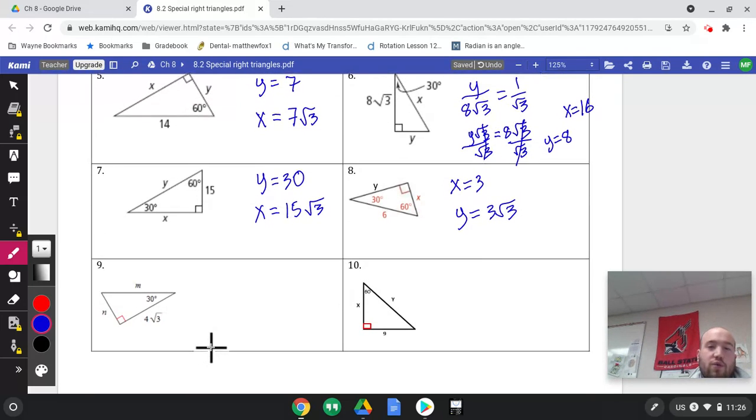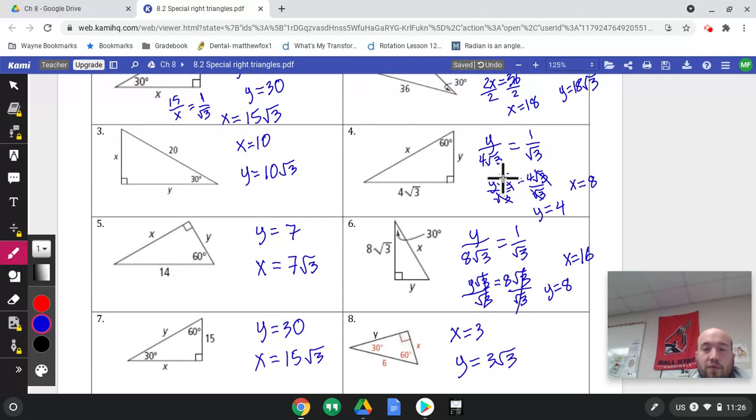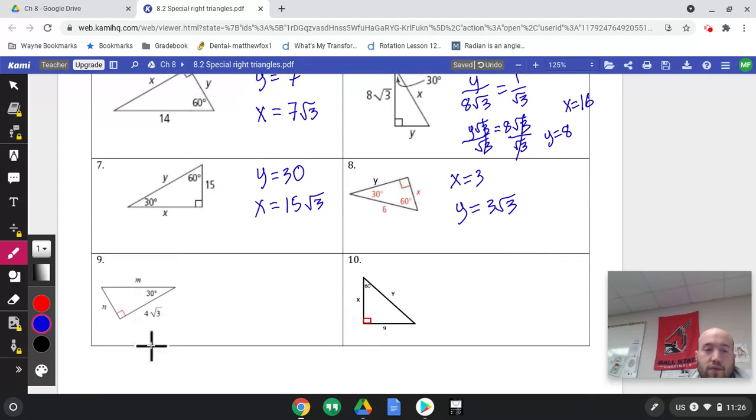Okay, now this final one. We've been solving these with proportions, but hopefully you've noticed whenever you're given the side across from the 60, you can just divide it by square root of 3. That's the process that happened both on 4 and on 6. So 4 square root of 3 divided by square root of 3, the square root of 3's will cancel. That means that n is equal to 4. All I have to do now is double it to get m to be 8.